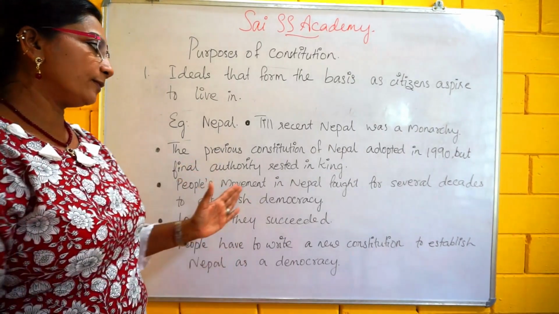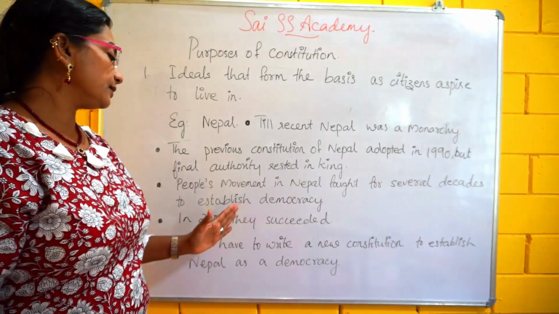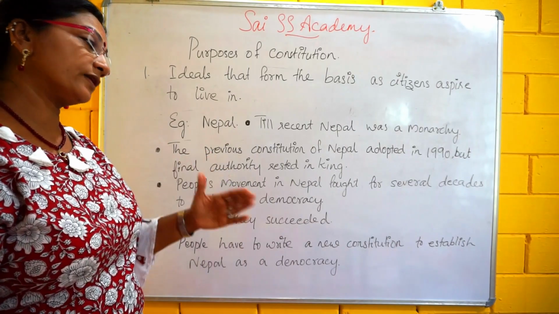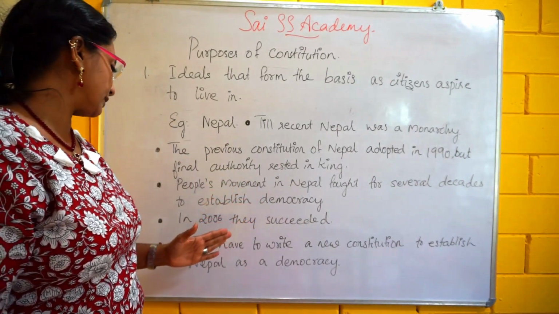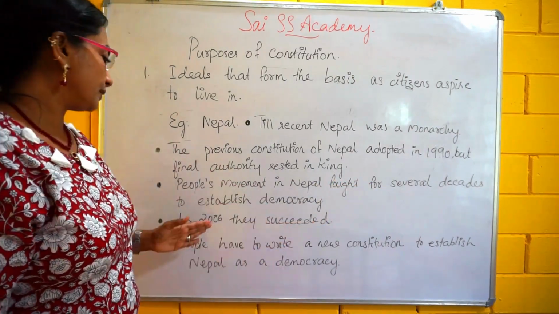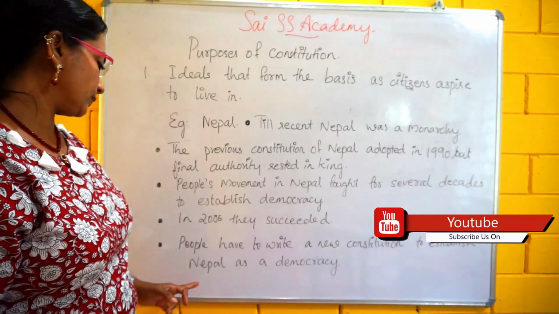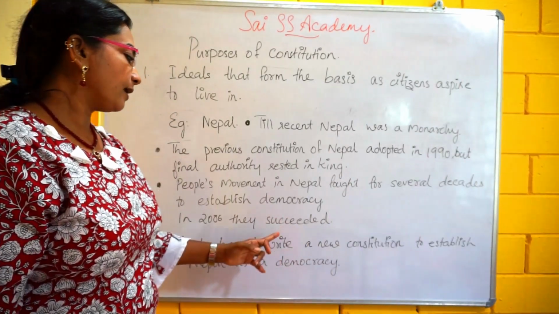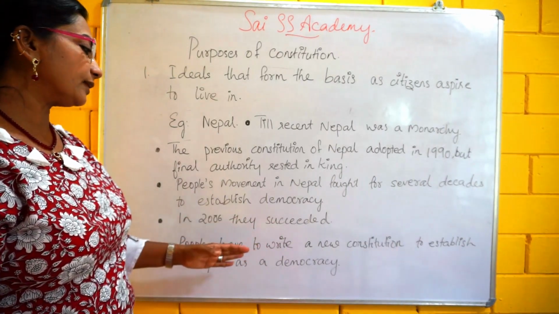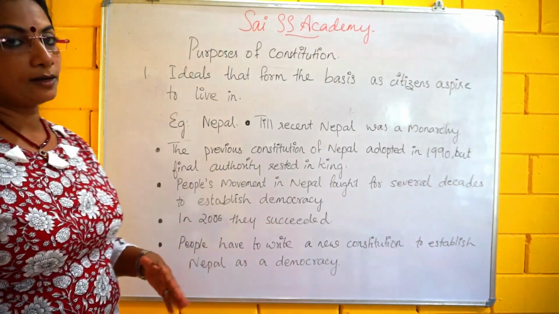The people's movement in Nepal fought for several decades to establish democracy. In 2006, after several decades, they succeeded. After that, the people decided to write a new constitution to establish Nepal as a democracy.